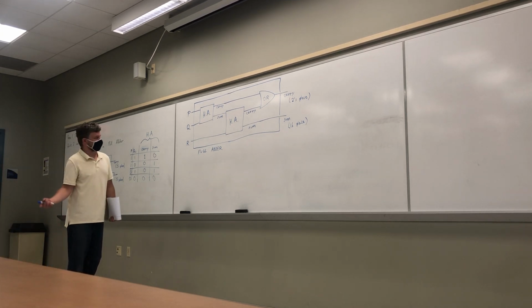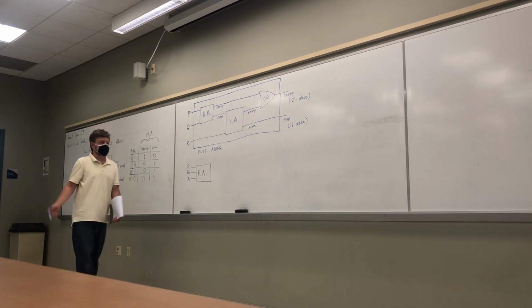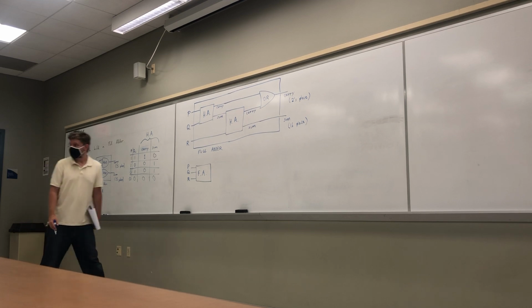So let's see how it works, at least for once. If you do the full adder, and usually I'm just going to shrink it down to a box that looks like full adder. It has three inputs, P, Q, and R. They're all 1 bit, so the most that you can get is 1 + 1 + 1 = 3. Yeah, question?